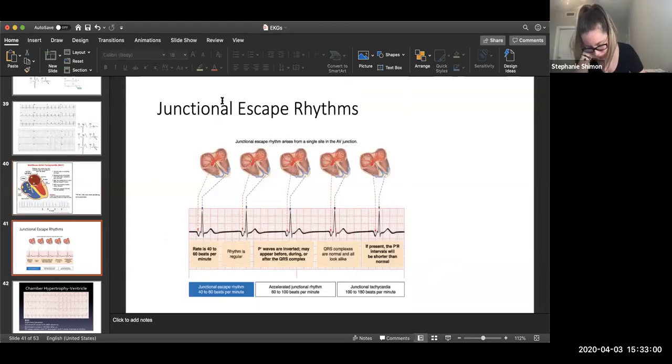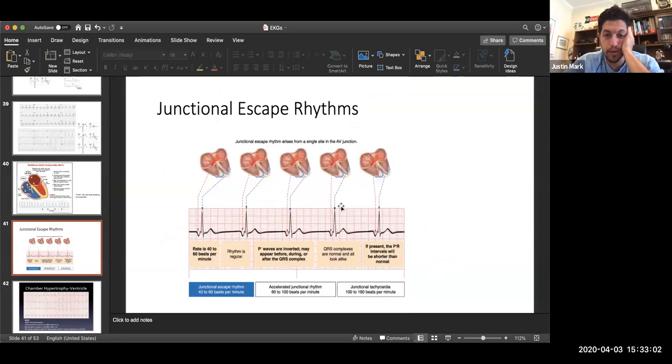All right, moving on to junctional escape rhythms. So a junctional escape rhythm is because there's a single place in the junction, the AV junction, that's actually pacing the heart. We can tell if somewhere else besides the SA node is pacing the heart based on the heart rate, because we know the SA node fires at 60 to 100 BPM. If we have a rate that's 40 to 60, then it's going to be somewhere in this junctional location.